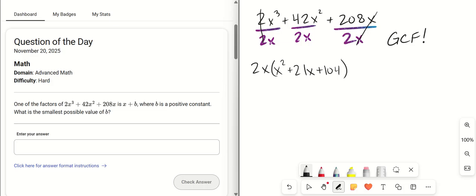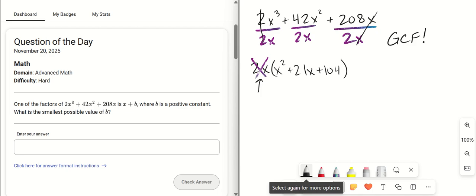All right, so I know that this part out front is not going to be important right now because I know my factor has to be the form x plus a number. And this factor is not in the form x plus a number. So I'm going to go ahead, I'm going to cross that out, I'm going to ignore it. It is not important right now. But we still need to factor this inside trinomial.